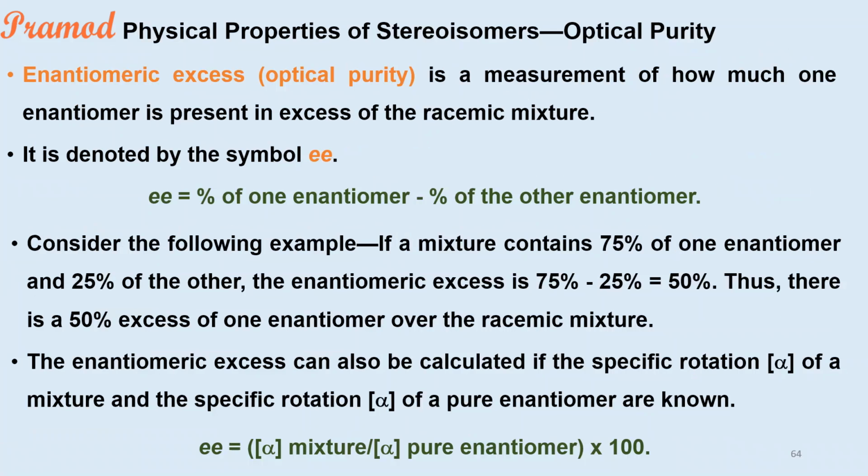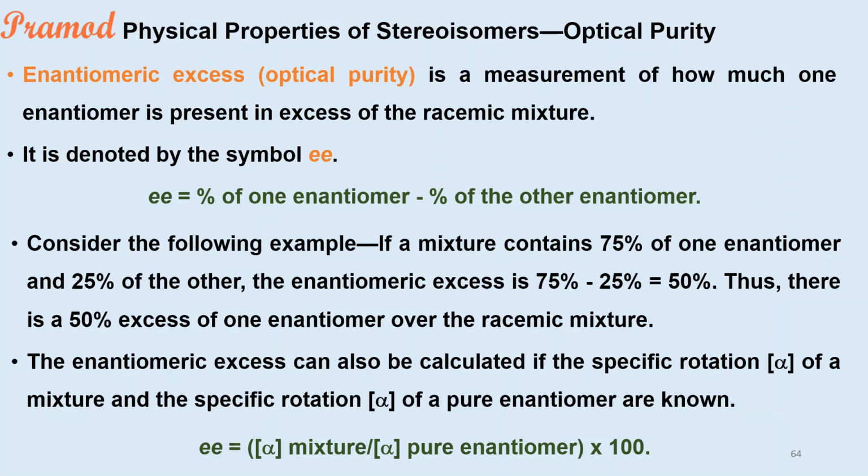Now, some other physical properties related to optical purity. Now let's see what is enantiomeric excess. It is used to measure the optical purity of the compound. It is used as a measure of how much one enantiomer is present in excess of the other in an enantiomeric mixture.